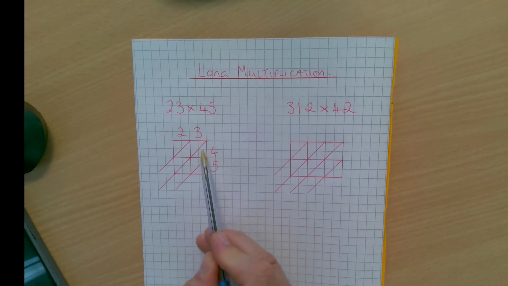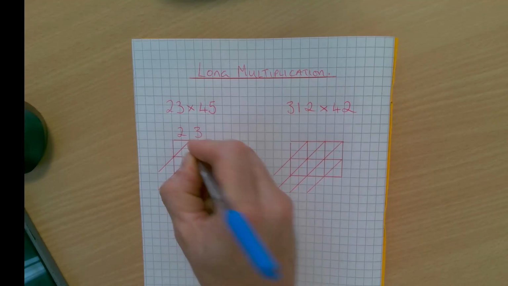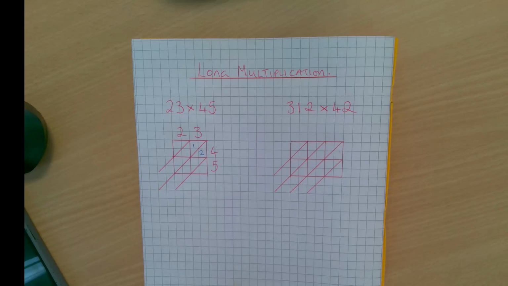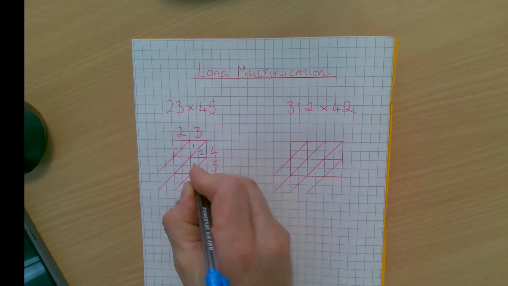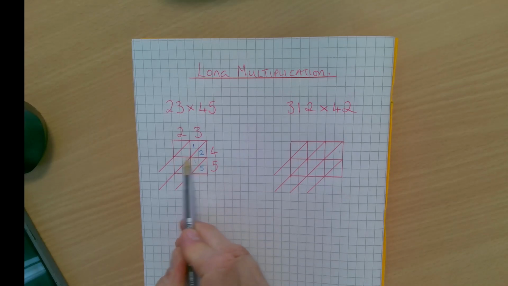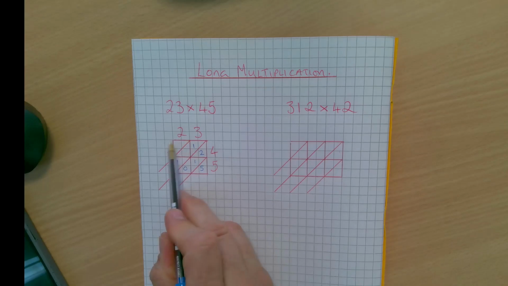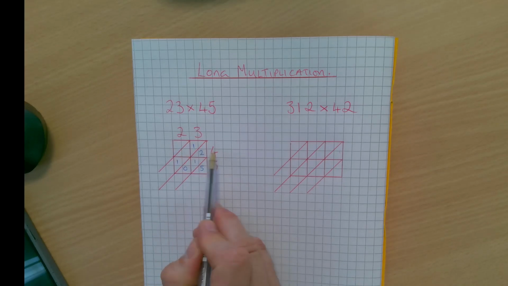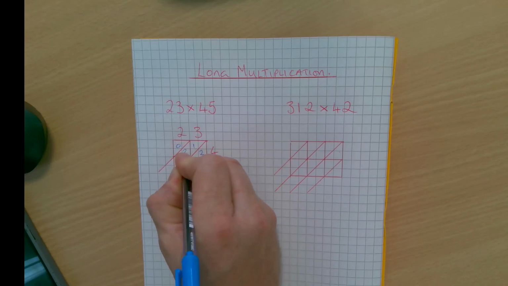So to get the two numbers that go in here, we're going to do 3 times 4, and 3 times 4 is 12. To get the numbers that go in this box here, we're going to do 3 times 5, which is 15. To get the numbers that go in this box here, we're going to do 2 times 5, which is 10. And to get the numbers which go in this top box here, we're going to do 2 times 4, which is 8. Now we do need everything to be 2 digits, so we will write 08.